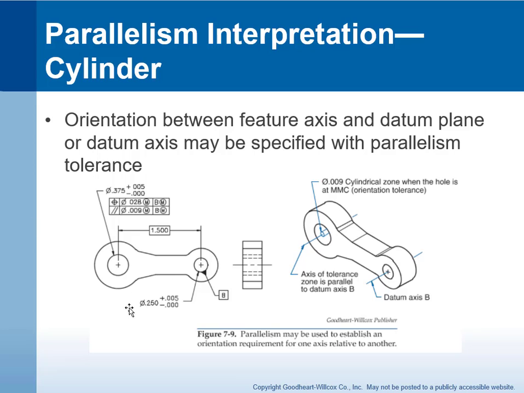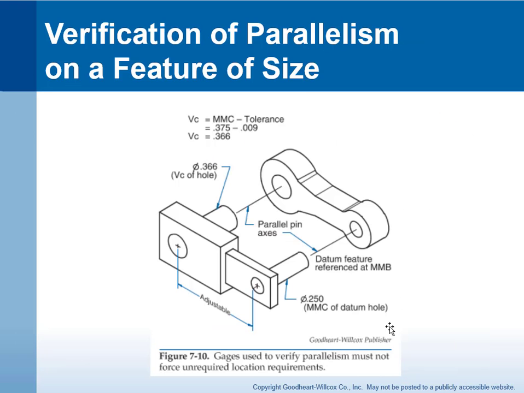Okay, that's right here. That's 250. That's the MMC of the hole. So this is the 250 of the hole, the maximum material condition of the hole. That's the size of this gauge pin.